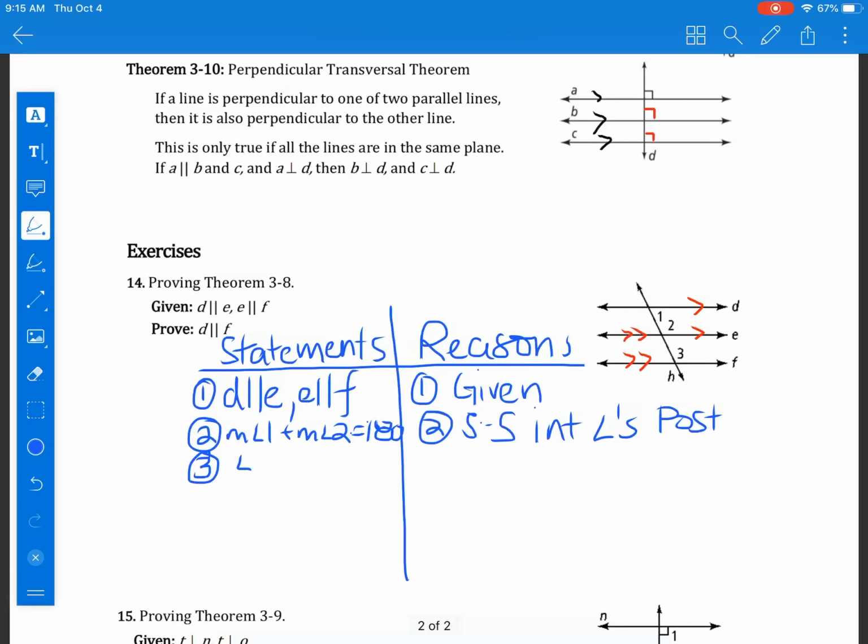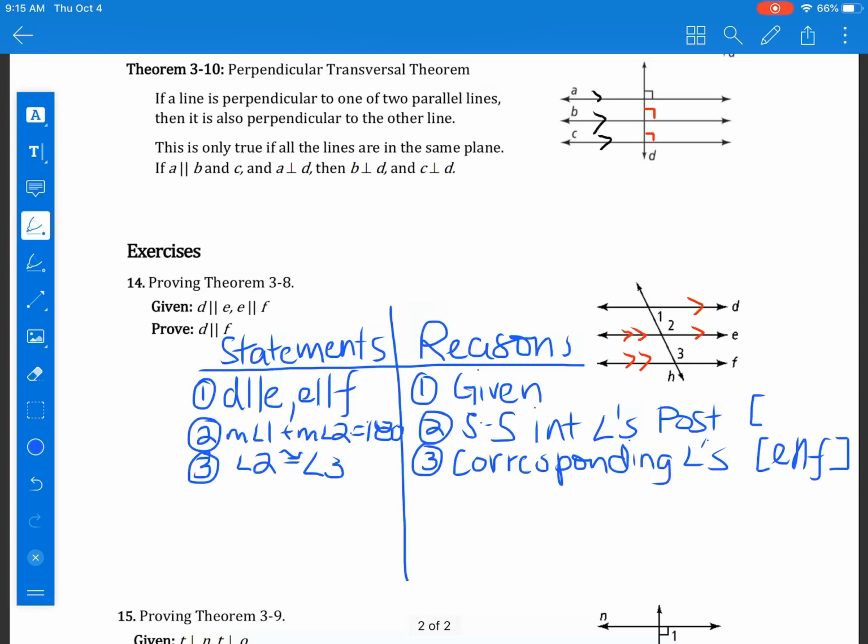Next thing I want to say is angle 2 is congruent to angle 3. And the reason why we can say that is the corresponding angles theorem. This is because, and I'm going to add it in there so you can see it, line E is parallel to F. And I will add in that for 2, we use line D is parallel to E. You do not have to include that in the proofs that you will turn in for any homework assignments. I'm just showing you why we can say these different theorems.